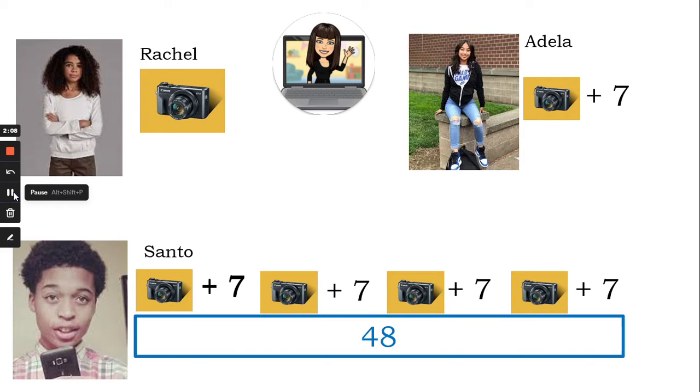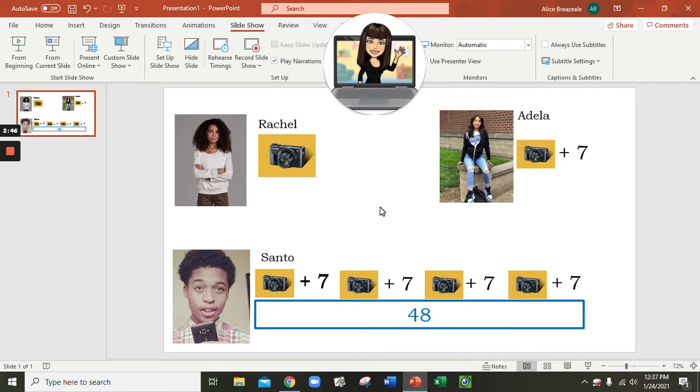I'm going to give you a few moments to take this image in and look at it. Think about what you need to do to figure out what one little bitty camera is. What do you have to do? Some of you have already figured this out. But let's use reason and logic to figure this out. So we see here that he took 4 times as many. And we see that it's 7. And whatever it is equals 48.